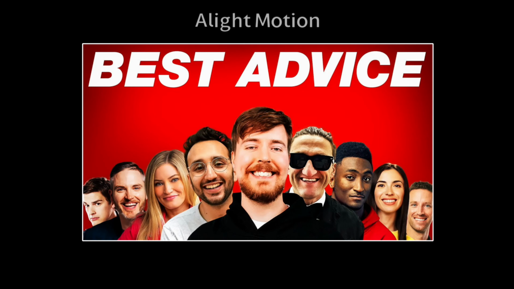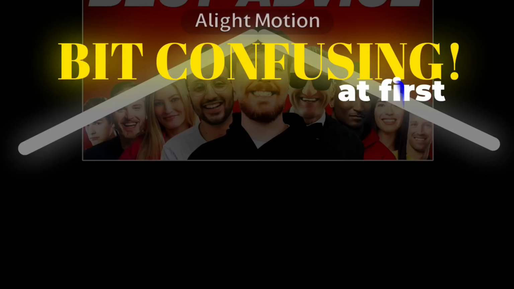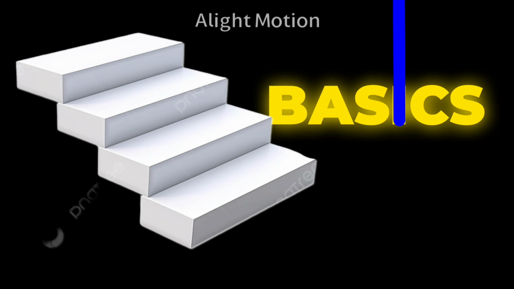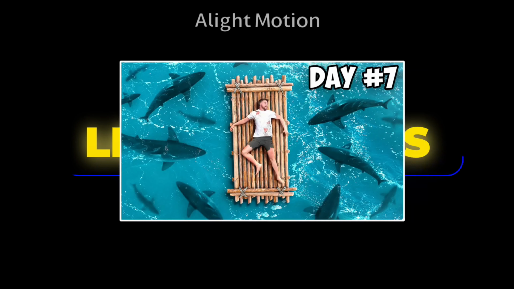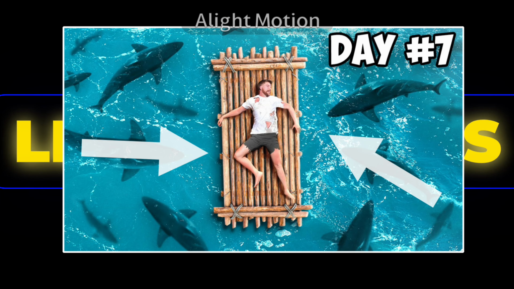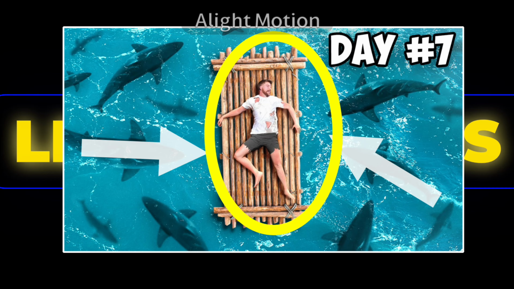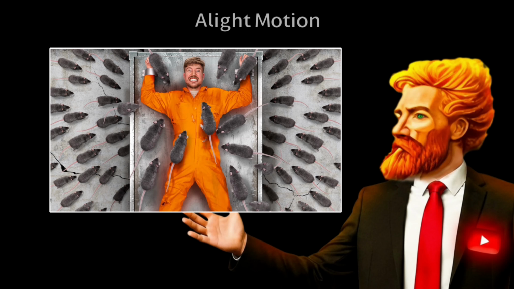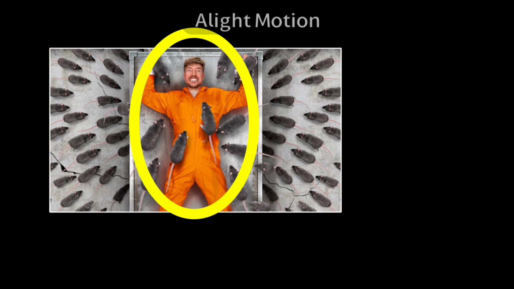All these thumbnails use leading lines, and it's a bit confusing at first. So I'm going to explain it from the literal basics. Leading lines means creating an invisible arrow by using the other elements to point out the main subject. Take a look at this Mr. Beast's thumbnail, how he has all the mice pointing to him. I know you aren't getting anything in your mind.